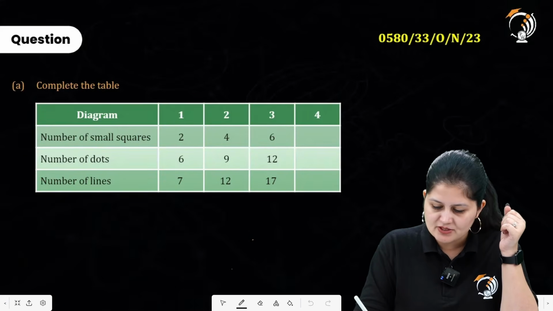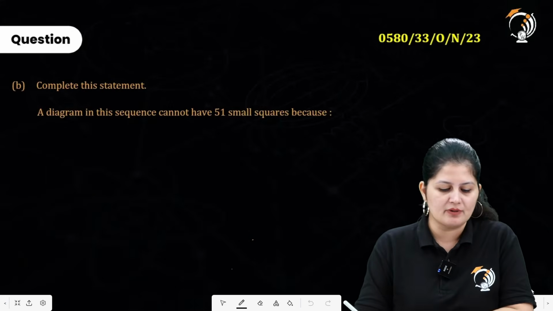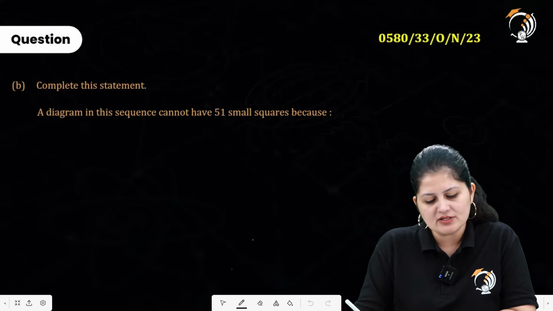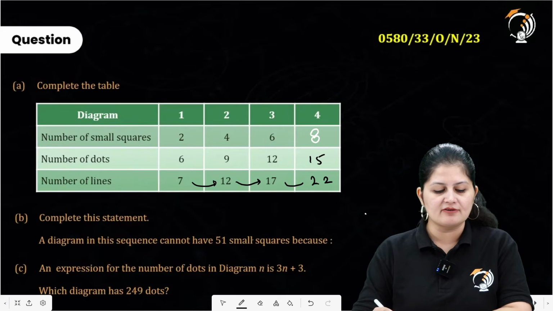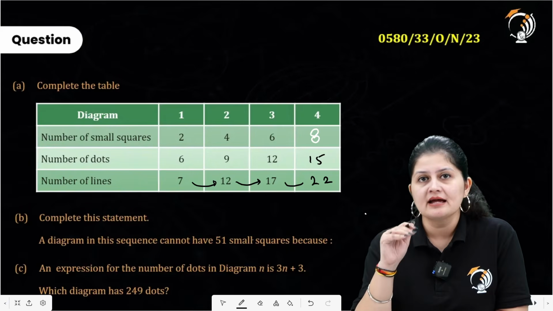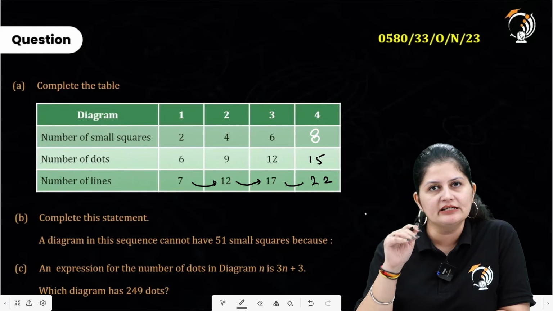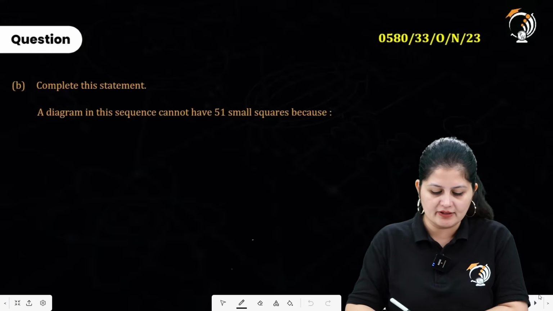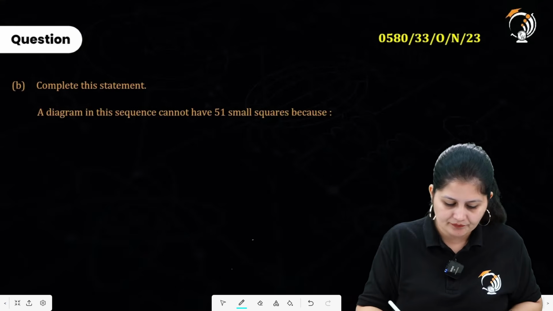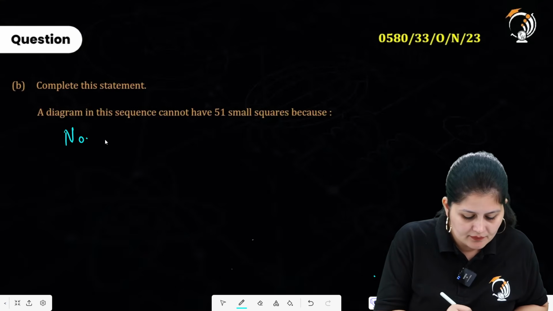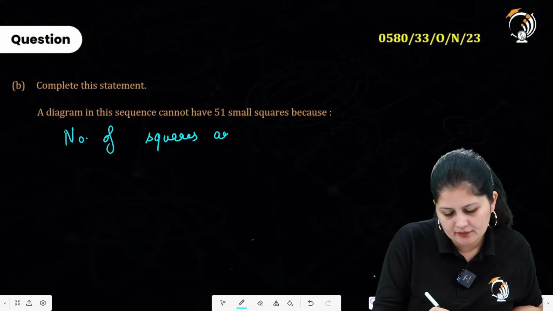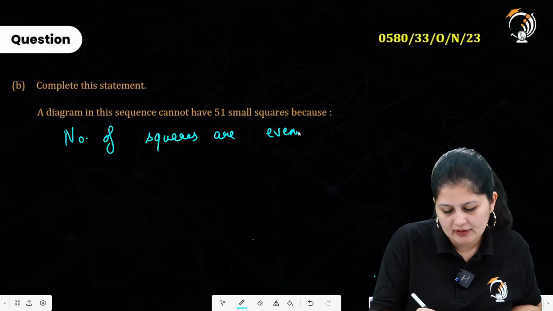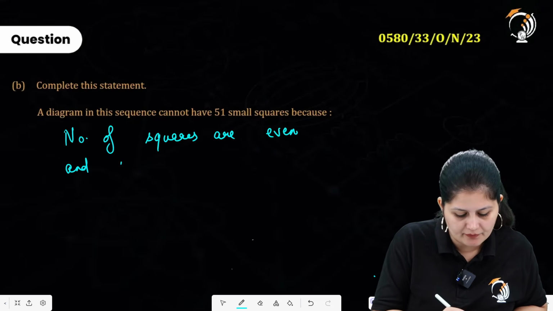So we have completed this particular part. So talking about the B statement, it says a diagram in this sequence cannot have 51 small squares. Why can the diagram not have 51 small squares? Because the number of squares here is even. So if we need to write the reason here, it is nothing but: number of squares are even and 51 is an odd number.